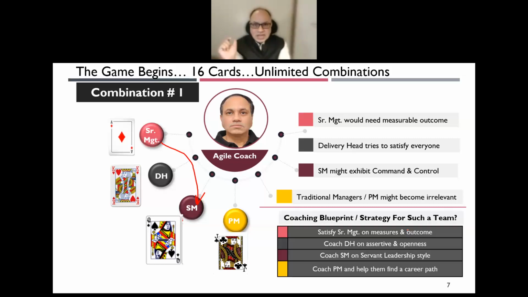You can identify the personality traits and how you are going to approach these people. What is your coaching roadmap? What is your coaching backlog, or your coaching blueprint for such a team? You have to come up with a strategy around it. But when I conduct a workshop, it's a breakout activity, and we create breakout channels around it, and then we conduct this particular activity.